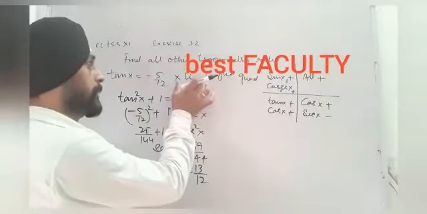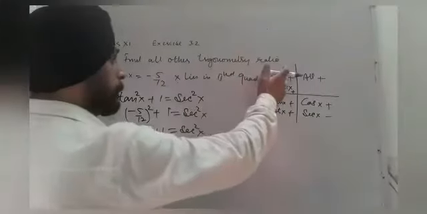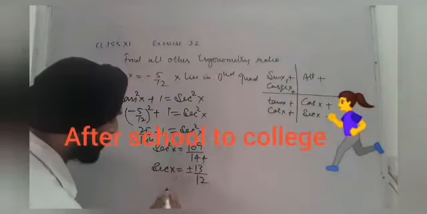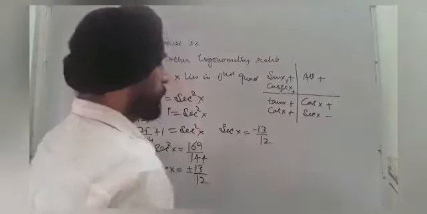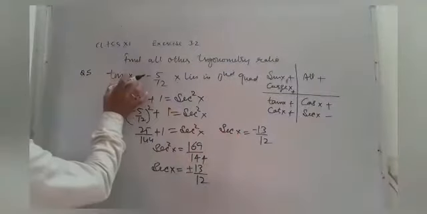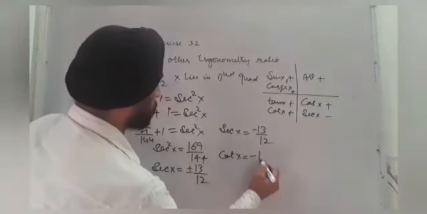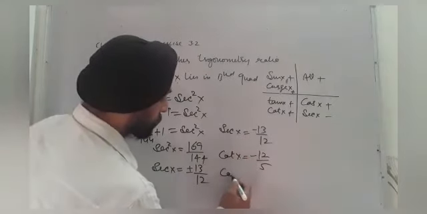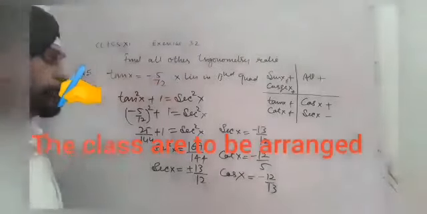But right now you can see x lies in the second quadrant. So that's why, second quadrant means sin and cosec positive and all others negative. So we will take here sec x is equal to minus 13 by 12. Now we need to find all the other trigonometric ratios. If you see tan x is equal to minus 5 by 12, you can see that cot x, its reciprocal, is minus 12 by 5. Sec x is minus 13 by 12, so that's why you can see that cos x is equal to minus 12 by 13, student.